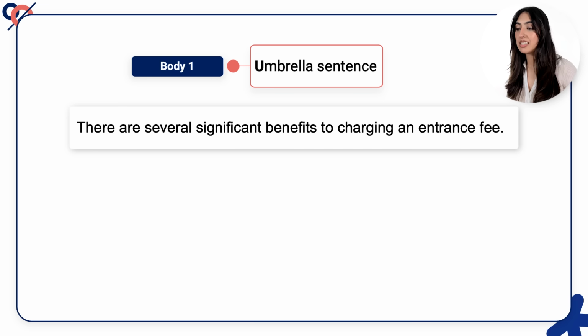Now it's time to write our body paragraphs using the UPE-PE structure. Our umbrella sentence at the beginning of our first body paragraph will let the reader know that we'll be discussing the advantages. There are several significant benefits to charging an entrance fee. This umbrella sentence has clear language and it sets us up nicely to write about the first advantage.